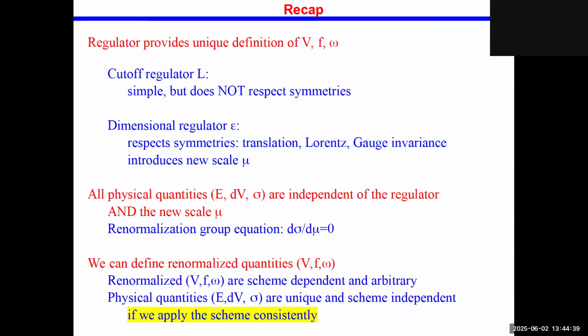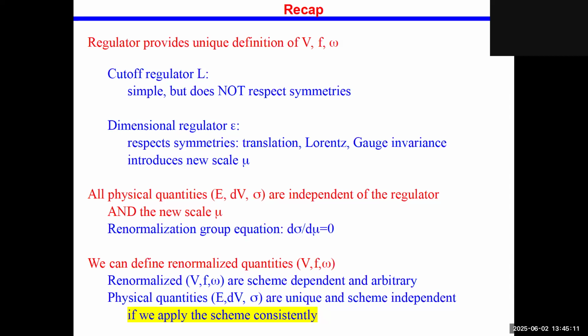All right, so brief recap. We found out that the regulator can provide a unique definition of the potential V. I'll get to F, and omega is my shorthand for the particle scattering cross-section. But initially, we used a cutoff regulator, that I chopped off at plus or minus L. That did the job. The potential depended on L, but the physical quantities, the electric field and the work, did not. But it wasn't translational either.